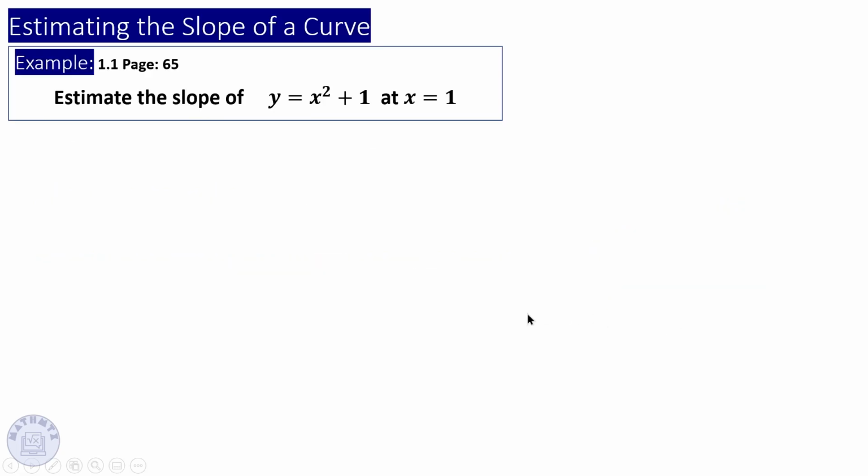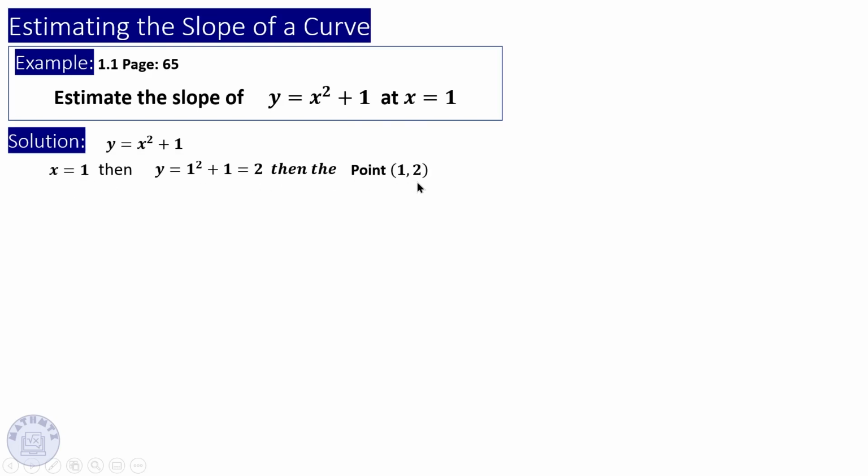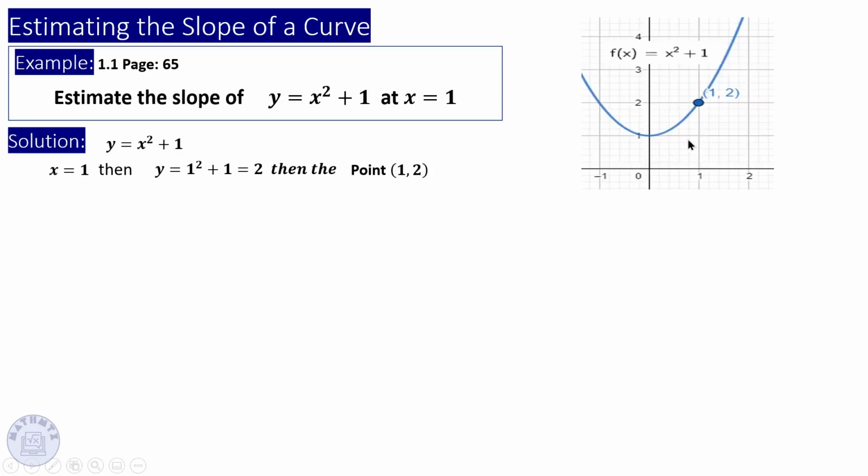Here's an example. Estimate the slope of this function at this point. So you can see the first step here is substituting the point in the function to get the y coordinate for the point. We have the point here at (1, 2). And now, in order to approximate the slope at this point, we will pick points to the right and to the left, near this point, and then we will try to find the slope of the secant line.